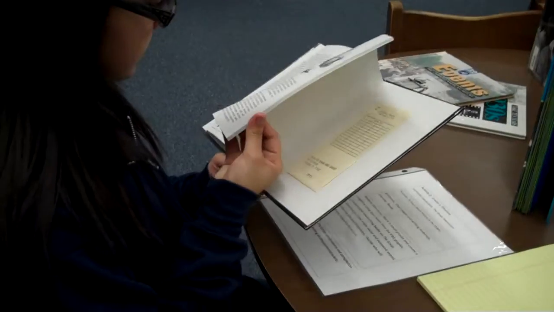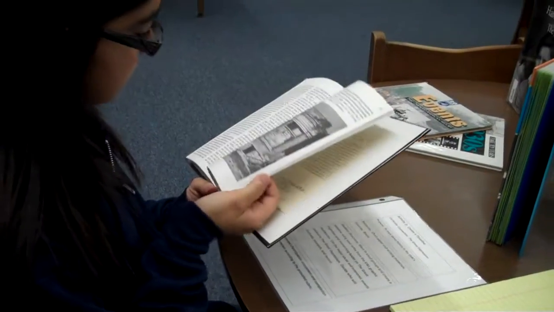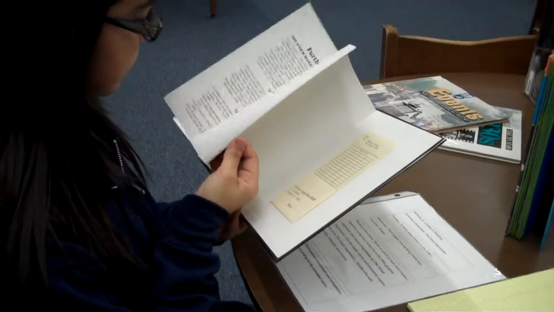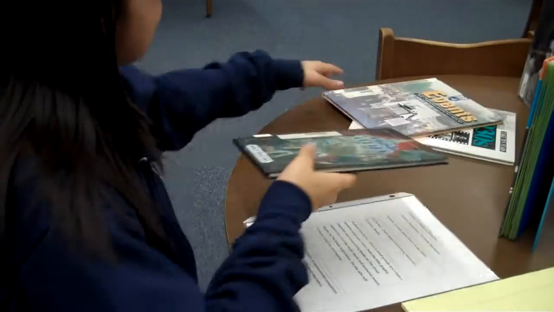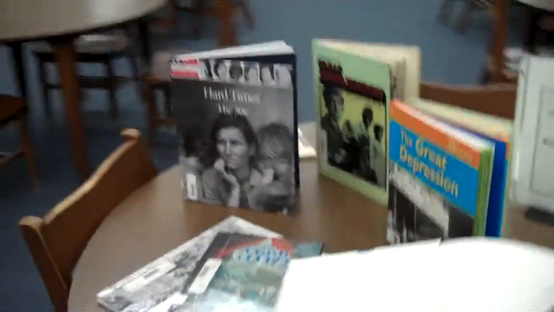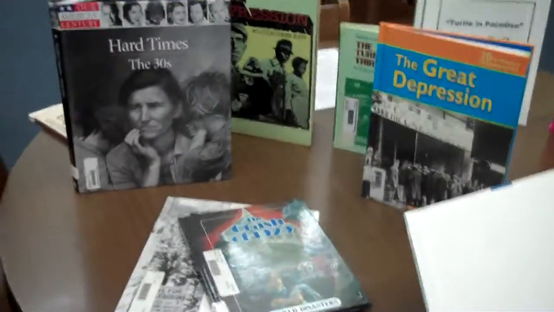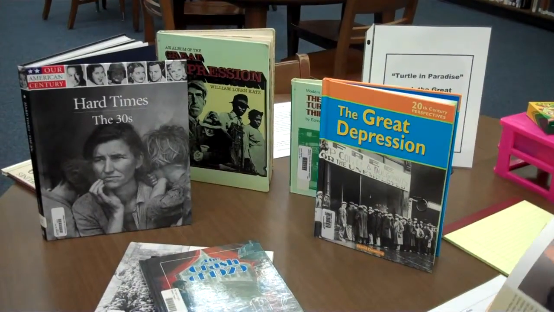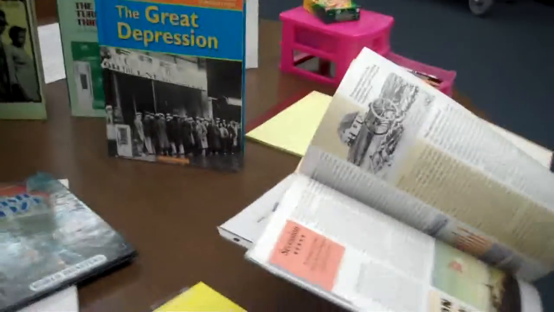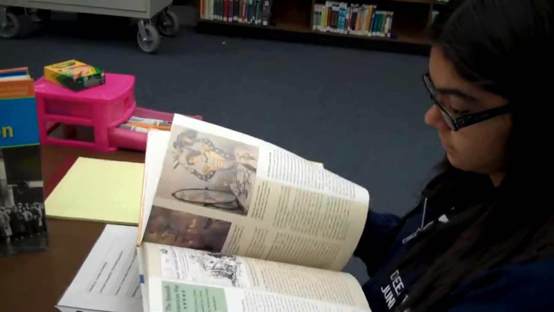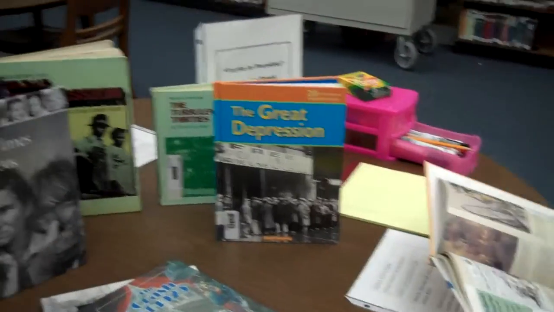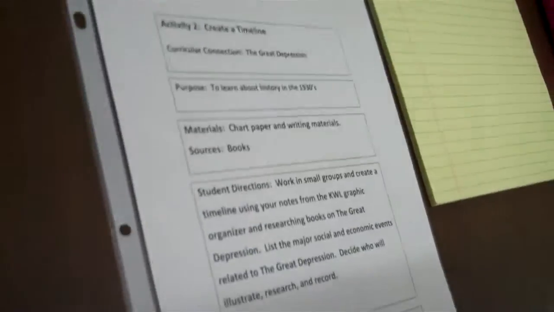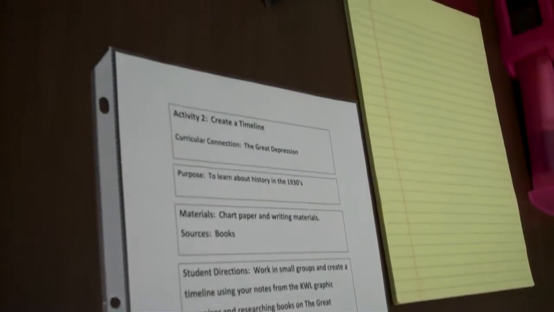My directions to the students are to work in small groups and create a timeline using the notes from the KWL graphic organizer and researching these books that I have here on the table on the Great Depression. They're going to list social and economic events related to the Great Depression. And in their small groups, they will decide who will illustrate, research, and record. Here are my directions for this activity right here.